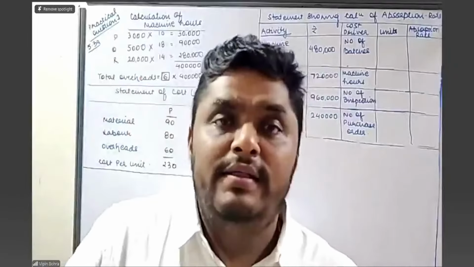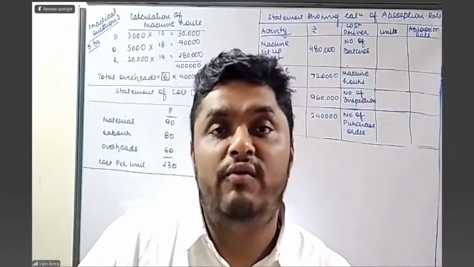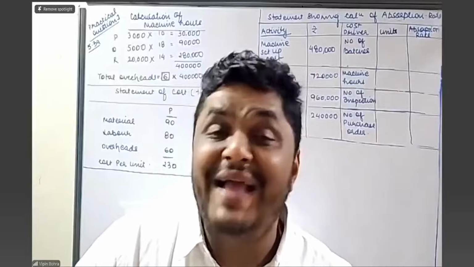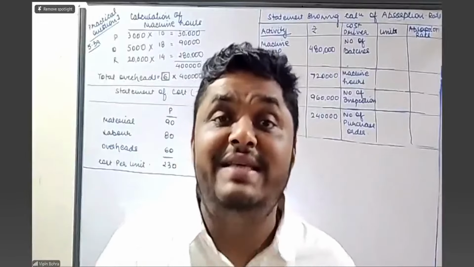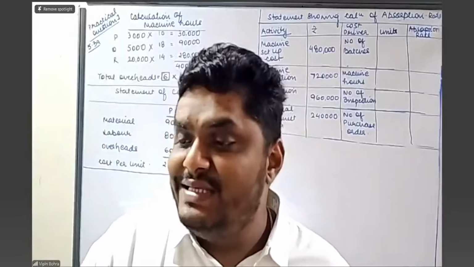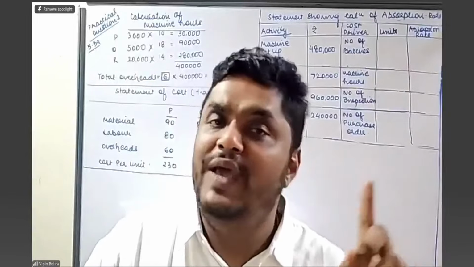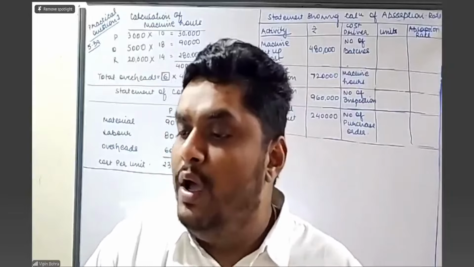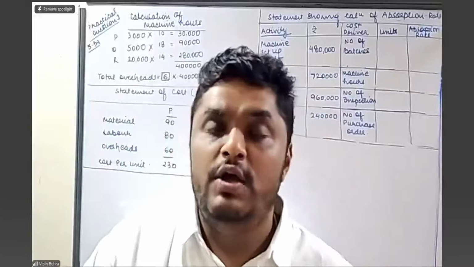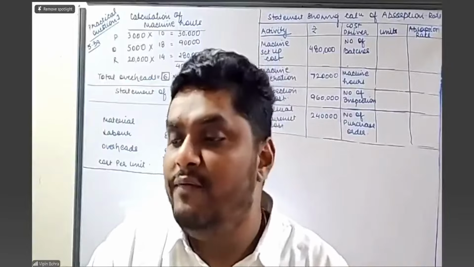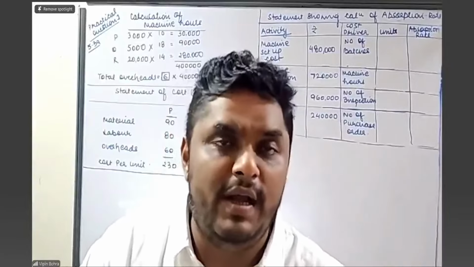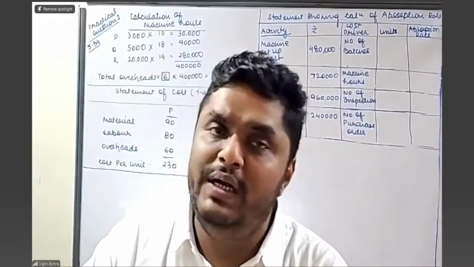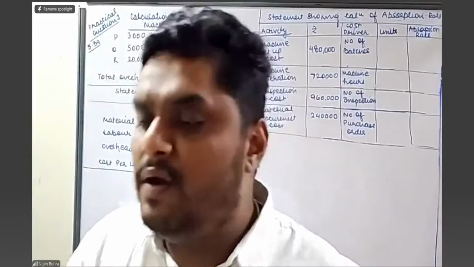Now see, the number of batches is not given in the question straight away. In the question, the batch size is given, that is, what the size of one batch is. So batch size is given in units. That is, in a particular batch, we are manufacturing 150 units of product P, 500 units of product Q, and 1000 units of product R. So a particular batch size is 150, 500 and 1000 for the three products. And the total production we have is 3000, 5000 and 20,000. So we can easily calculate the number of batches.